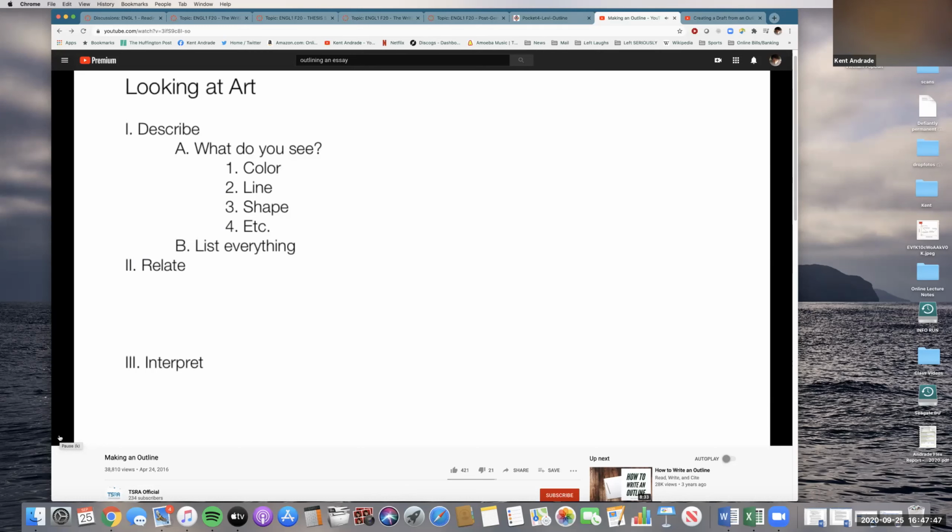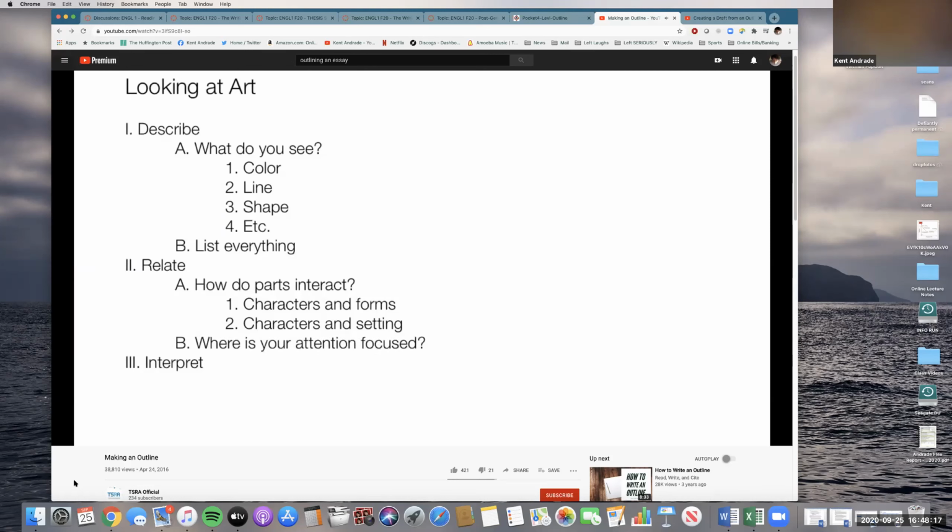Now for the relate step. We're supposed to ask, how do the parts interact? So that will be our first supporting idea here. And we're supposed to focus on how the characters and forms are interacting and how the characters and setting are interacting. So we'll add those as our details. Then we're supposed to answer the question, where is your attention focused? But since that's a new question and not part of the question, how do the parts interact, we'll make that a new supporting idea.